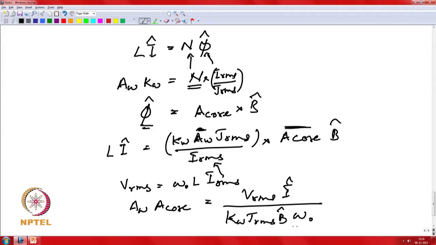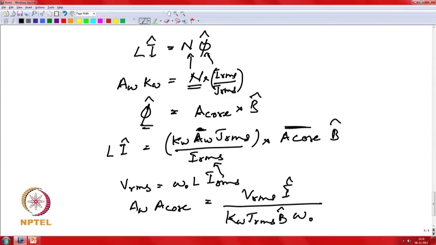The parameters at the bottom are things like KW, which is the fill factor, how good you are at preparing the winding. JRMS is indicative of how much current you can actually inject into the winding, and peak flux density is indicative of the material property of the core and the fundamental frequency at which you are using the filter.